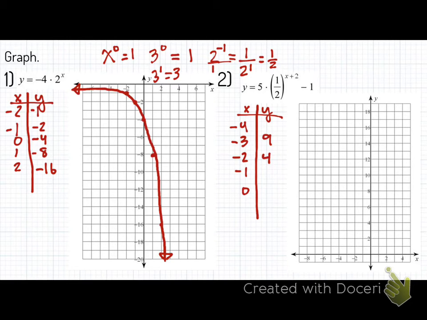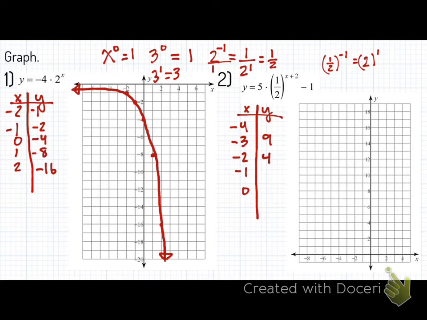We do that again. Let's pick the next number. Let's do negative 3, right? Negative 3 plus 2 is negative 1. 1/2 to the negative first power is going to be 2. 2 times 5 is 10. 10 minus 1 is 9. Okay? For those of you confused what I just did, negative 1 plus 2... I mean, 1/2 to the negative first is like saying 2 to the positive first, right? Because you're going to flip it.